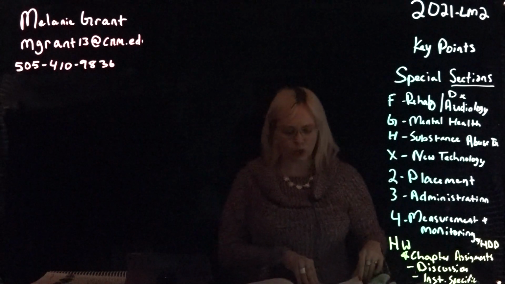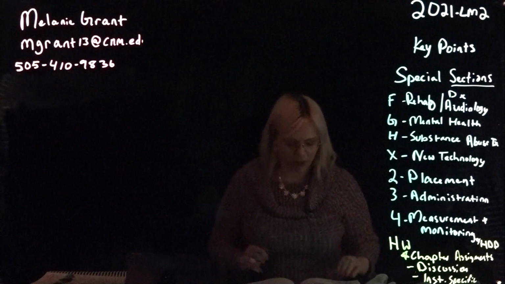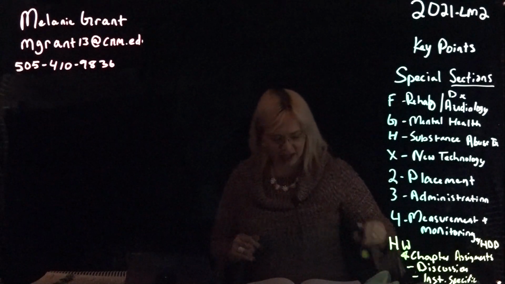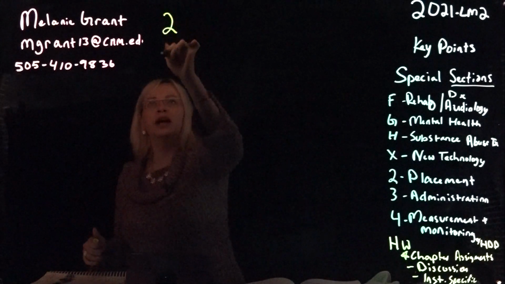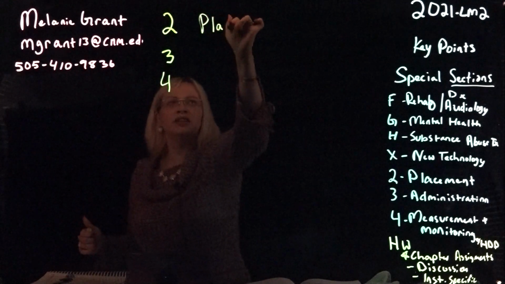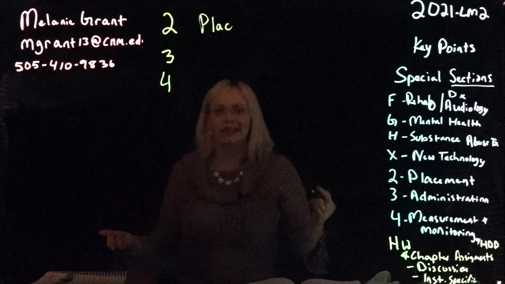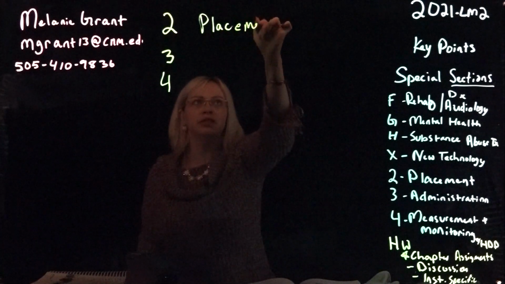The first thing in chapter 21 is placement, administration, and measurement and monitoring. And so you have 3 different categories here for chapter 21. That's 2, 3, and 4. Okay. For placement, this is the charge for placing an actual device. So placement.